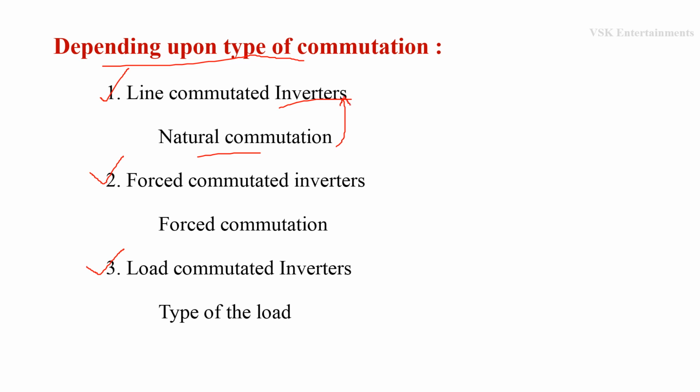Similarly, coming to the second one, that is forced commutated inverters. The inverters in which SCRs undergo forced commutation, those types of inverters are called forced commutated inverters. And coming to the third one, the inverters in which SCRs are commutated depending upon the type of the load, those inverters are called load commutated inverters. This is the classification of inverters depending upon the type of commutation.